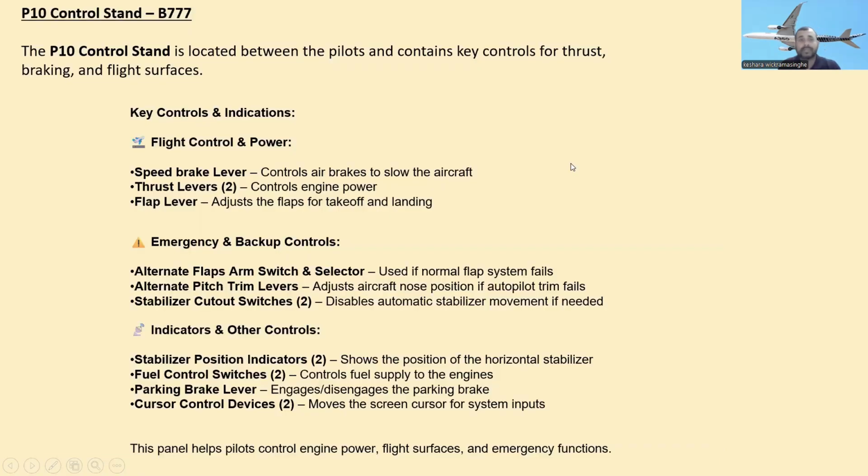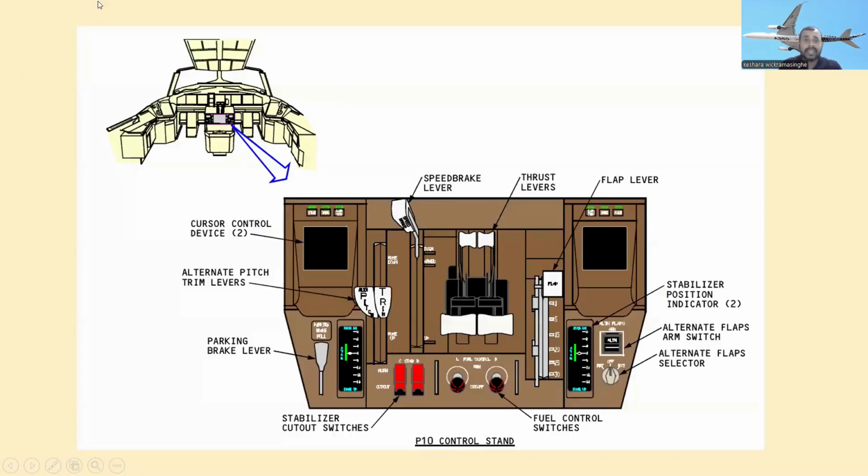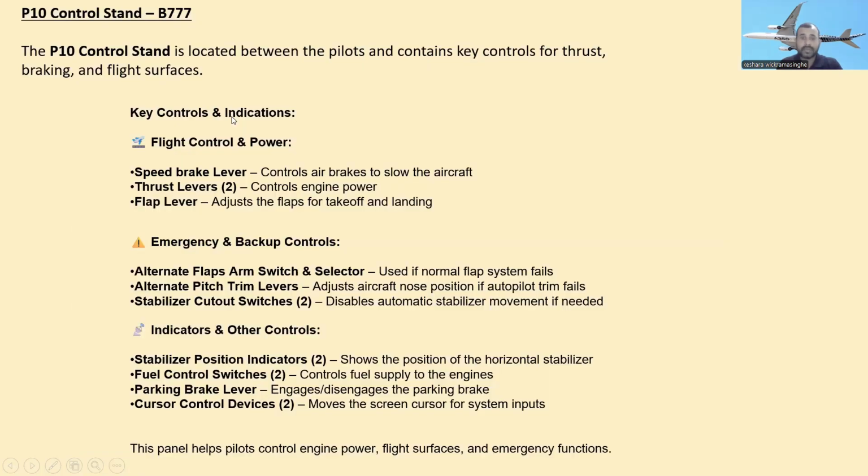Okay, all right. Let's go to the P10 control stand, the Boeing 777 P10 control stand. Here is the P10 control stand. You can see it is located over there. This is the location in the cockpit. The P10 control stand is located between the pilots and contains key controls for thrust, braking, and flight surfaces.